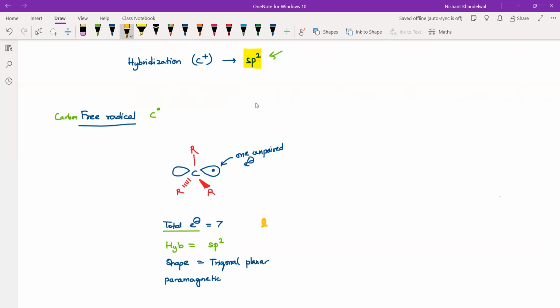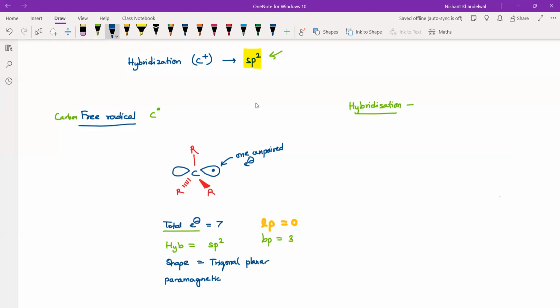Lone pair is zero, and bond pairs are three. Correct. So see, how will you find the hybridization? I am showing you the trick. In organic chemistry, there is another formula for calculating hybridization.